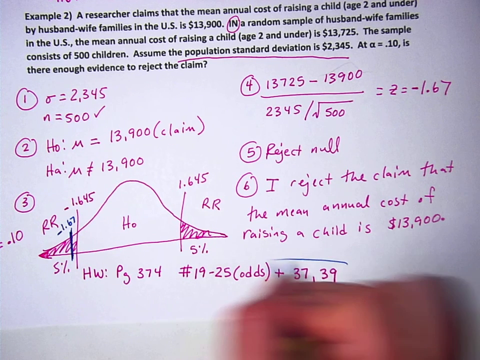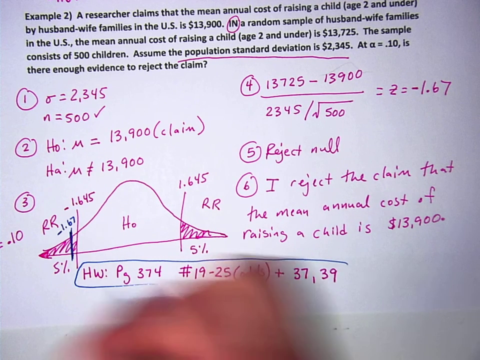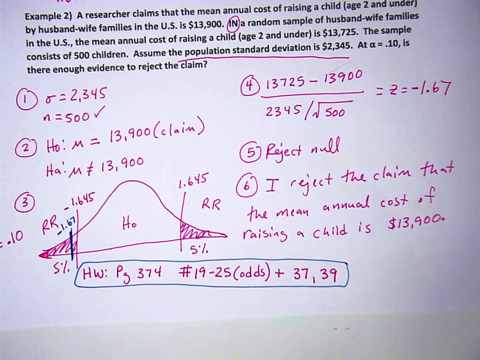Okay, the homework is here at the bottom. Page 374, 19 through 25 odds, and 37 and 39. Make sure that you do at least one of these. Don't skip both of those, because then you're going to miss out on the whole point of this. The first ones are really fast. We'll finish the other 2 pages of these notes on Wednesday.